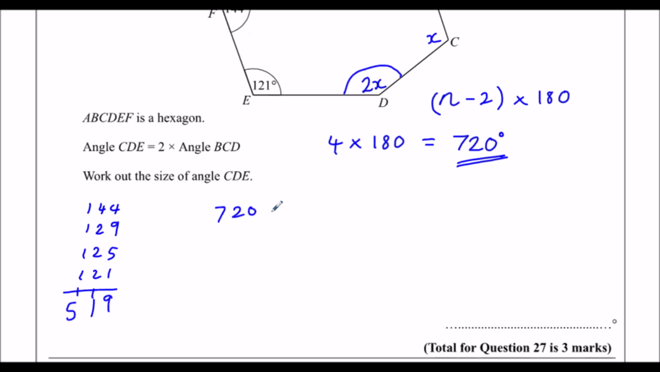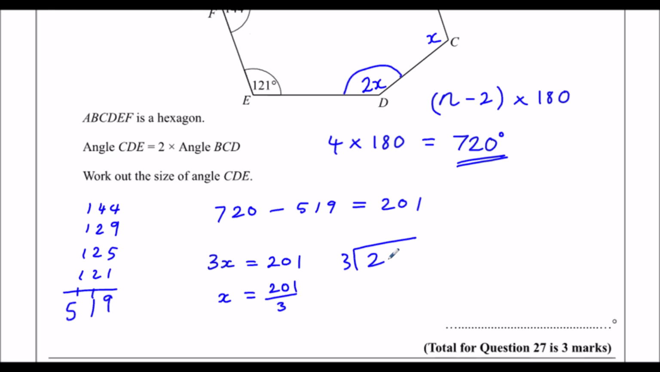So 720, take away 519. So 700 take away 500 is 200. 20 take away 19 is 1. So it's 201 that these two angles have to add up to. So we can say 3x, 3 lots of x, is equal to 201. So if we divide both sides by 3, we will find x.